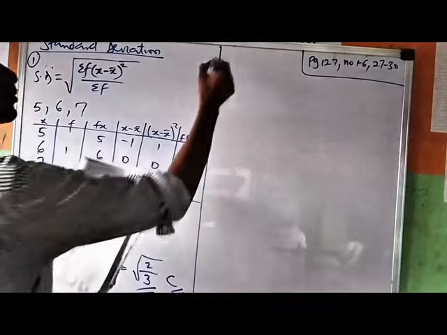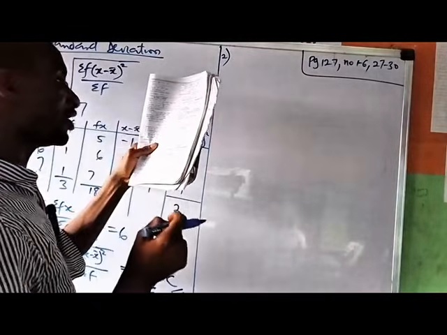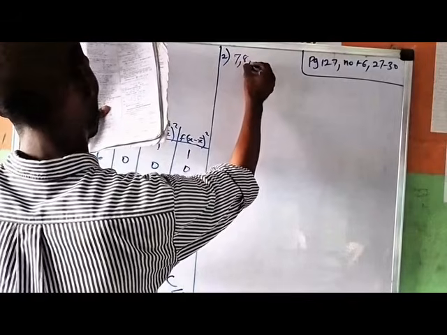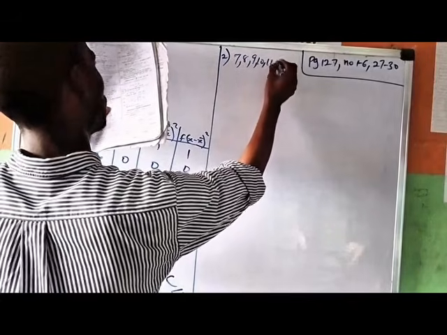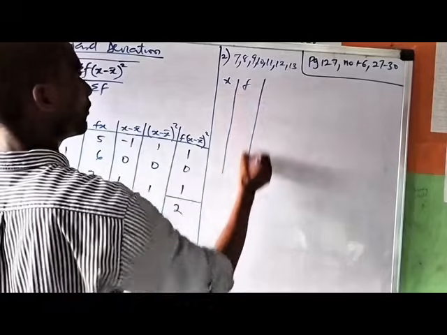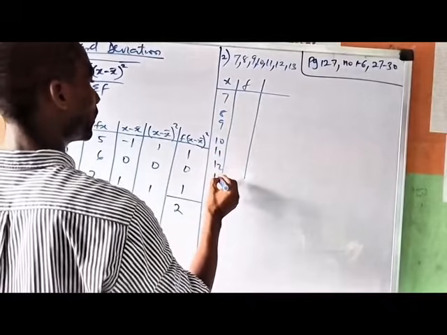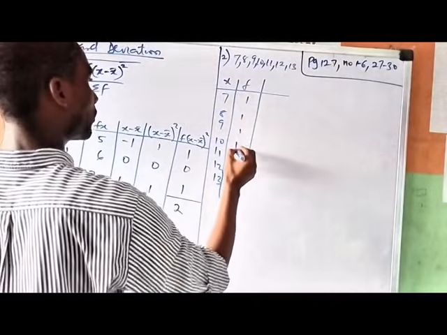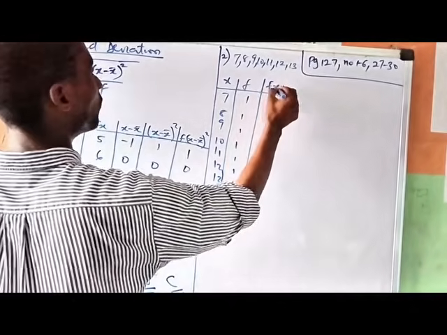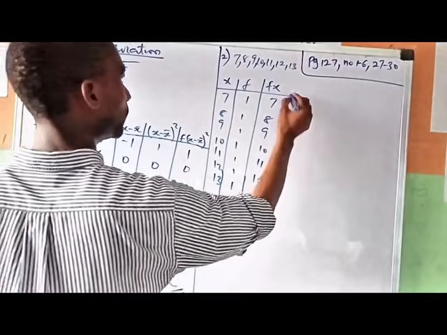Number 2 says calculate the standard deviation of the following. So what are the numbers? 7, 8, 9, 10, 11, 12, 13. We do the same. X, frequency. You have 7, 8, 9, 10, 11, 12, 13. Frequency 1, 1, 1, 1, 1, 1, 1. Then the fx will be what? 7, 8, 9, 10, 11, 12, 13.